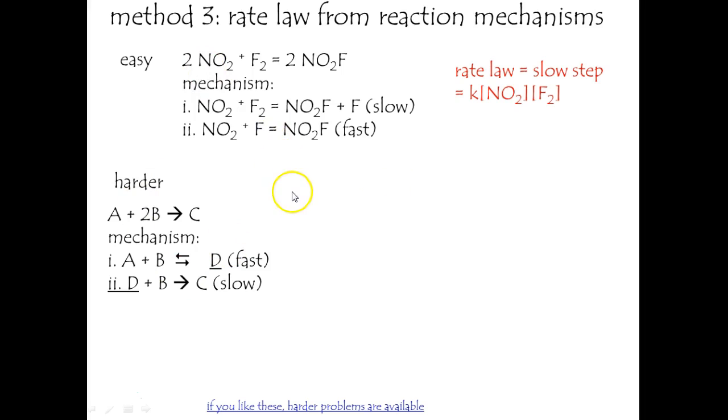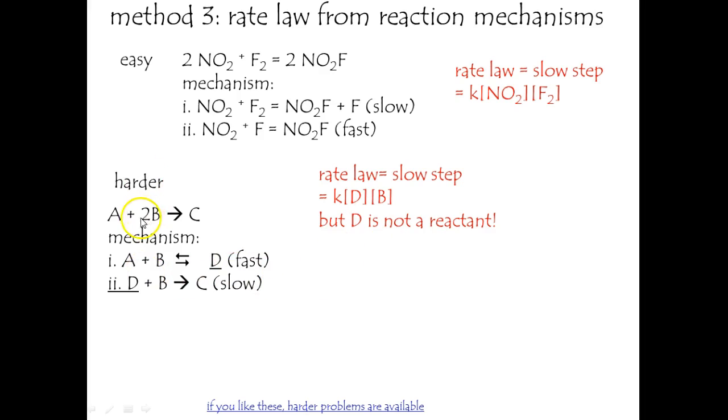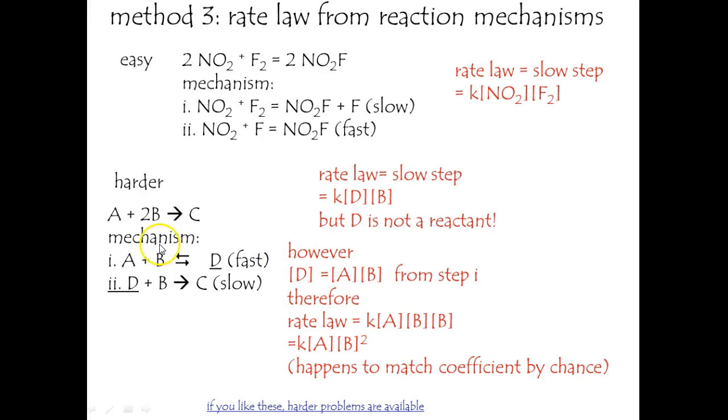Here's another one, a simple form of it. A plus 2B turns into C, and it's a 2-step reaction mechanism. There's the slow step, aha. So can we simply say that the rate law is equal to the concentration of D times B? Well, it's true, but it's not useful because D's not a reactant, so you can't double the concentration of D if you're not adding any. However, we can mathematically say that D came from A and B. So D is equal to A and B. We substitute in, and we say it's first order for A and second order with B.